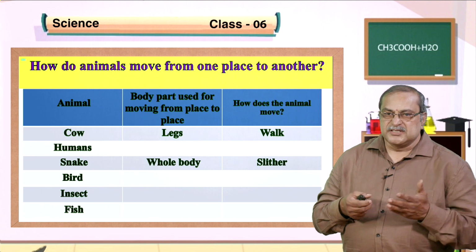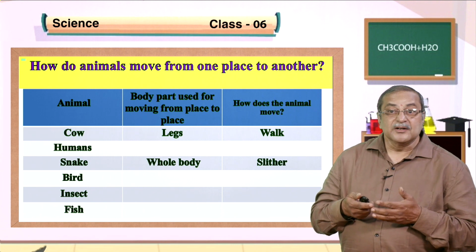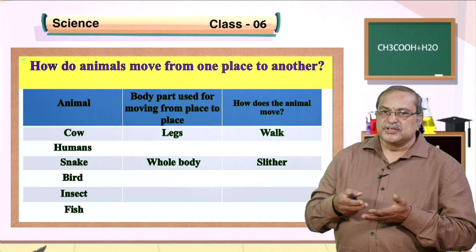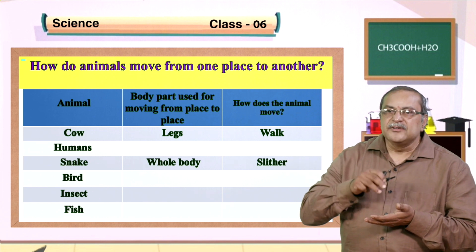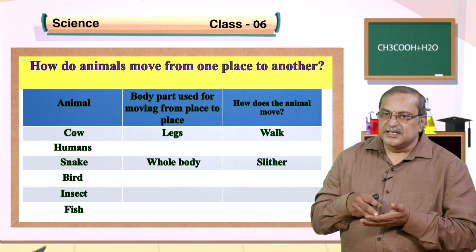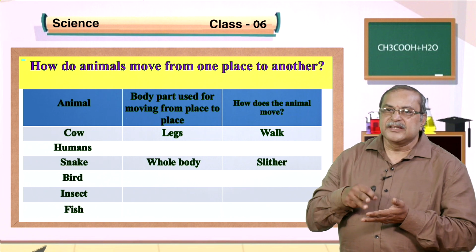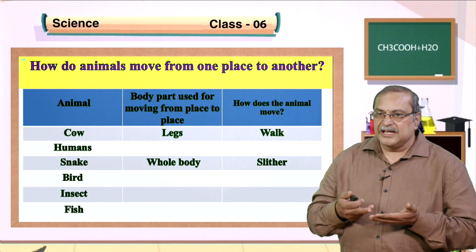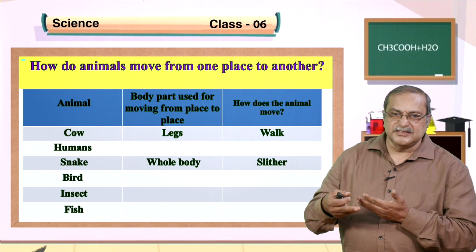So first is the animal. Which animal am I taking? Cow. So how many legs are there for that? 4 legs, no? So they will move with the help of legs. What do we say the animal does? Walk. We say it is walking. Humans, we too have legs. We also walk, isn't it?